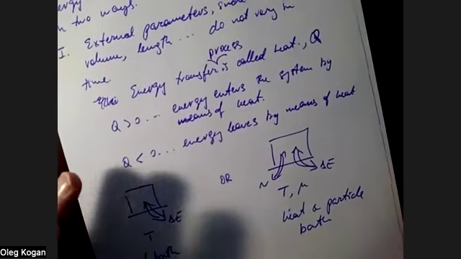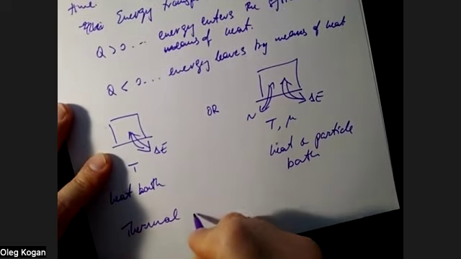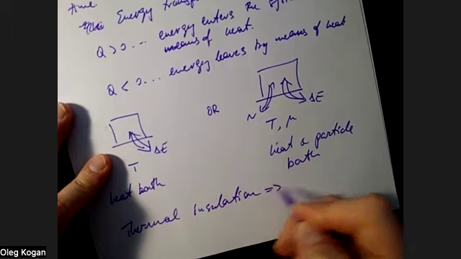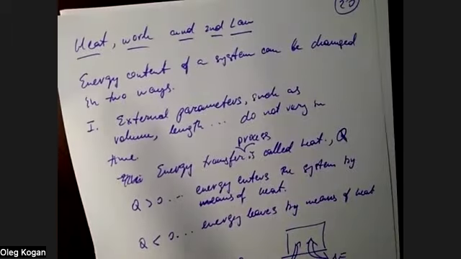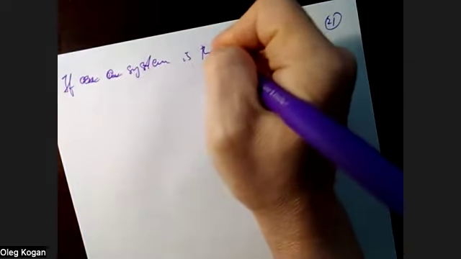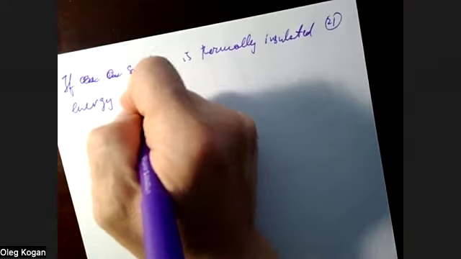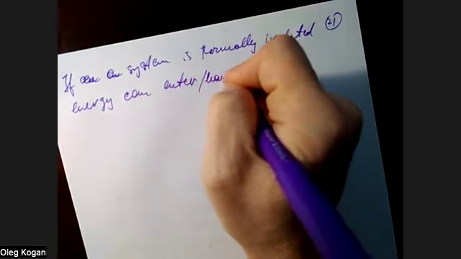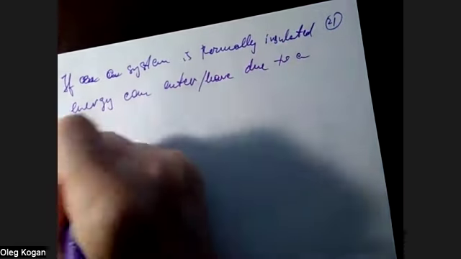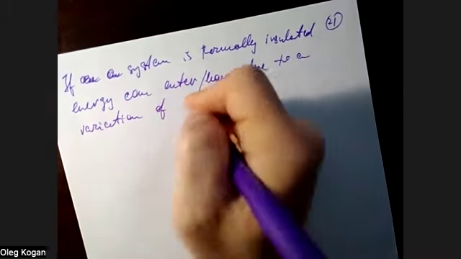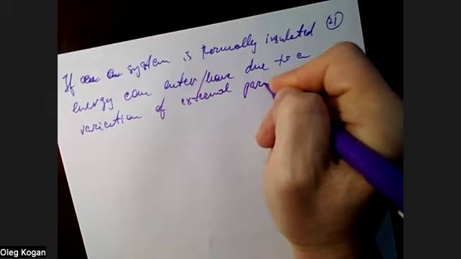So thermal insulation, no heat. If a system is thermally insulated, energy can enter or leave due to a variation of external parameters.